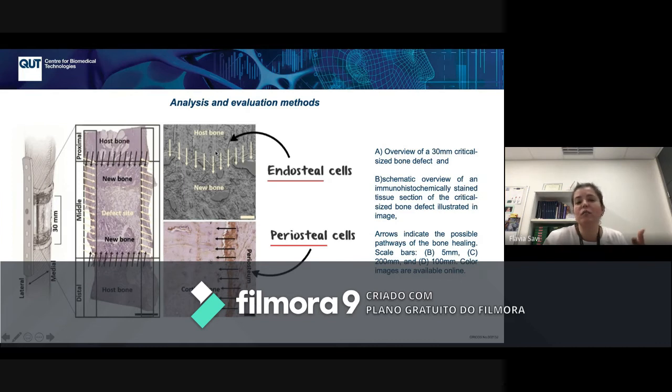What is the contribution of these endosteal cells to the new bone that is being formed, and also the contribution of the new tissue that is created around the scaffold, which we call periosteal cells, because the soft tissue that is created around the scaffold is called periosteum, so periosteal cells.